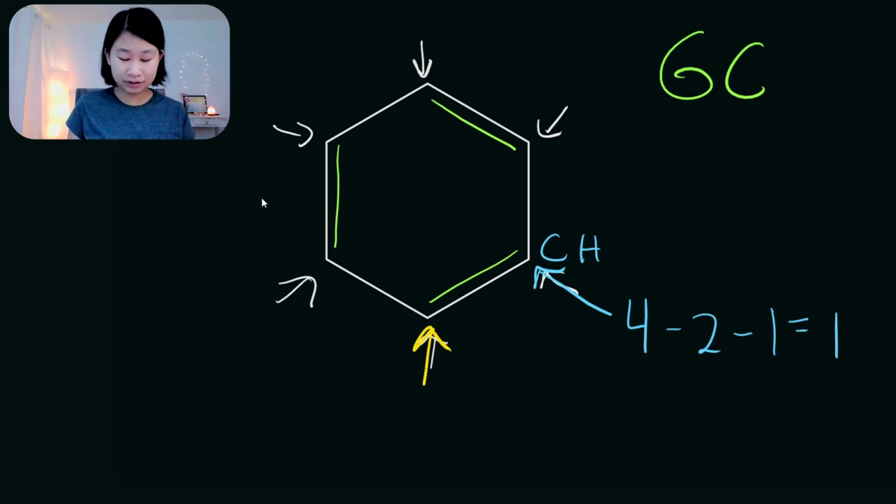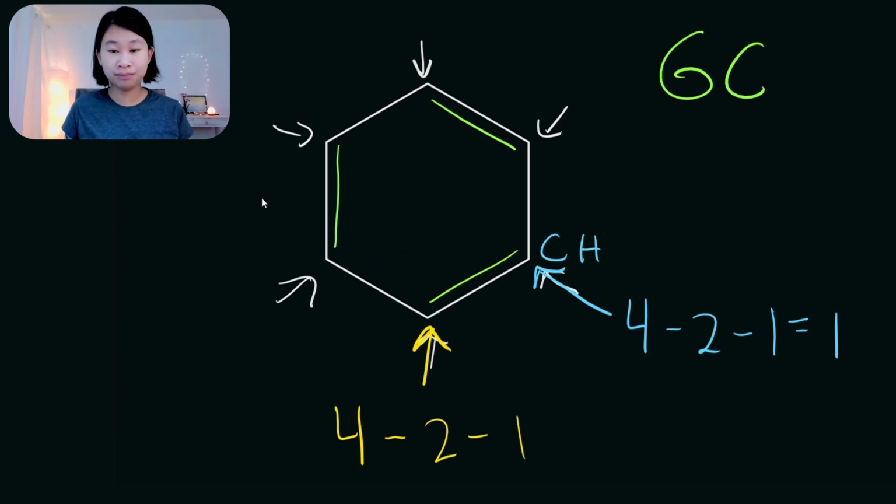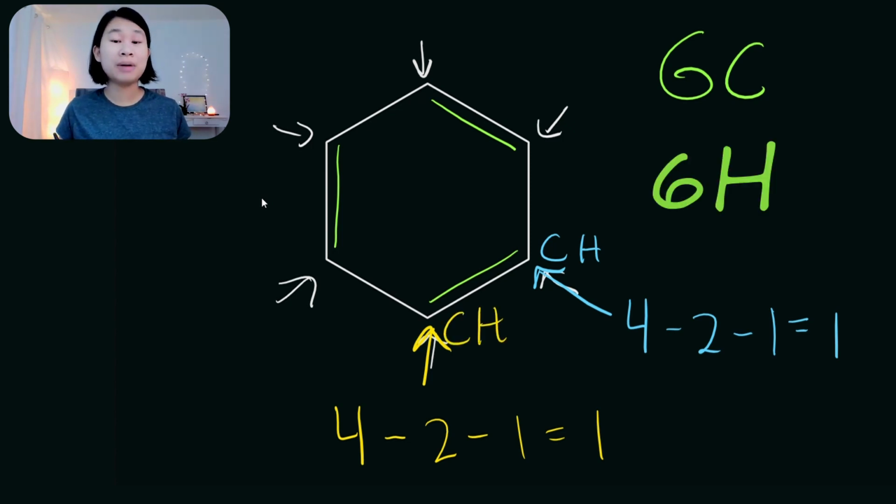This yellow carbon has 4 places available, 2 are taken up by the double bond, and 1 is taken up by the single bond over here. And so that is also going to be 1 more space available, which means this is also a CH. Right, so basically benzene is going to just be a ring of CHs.